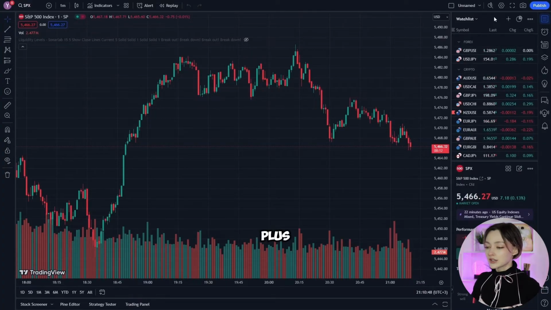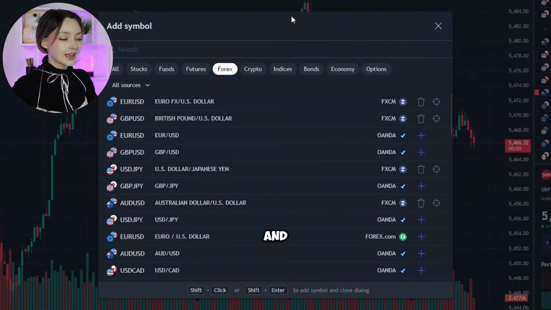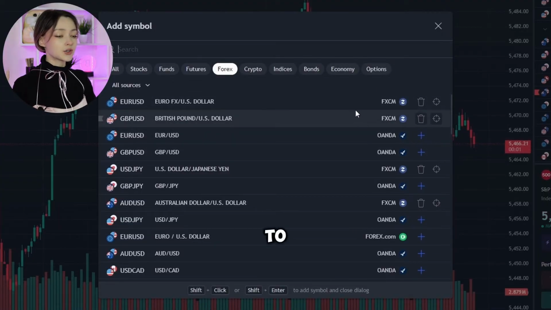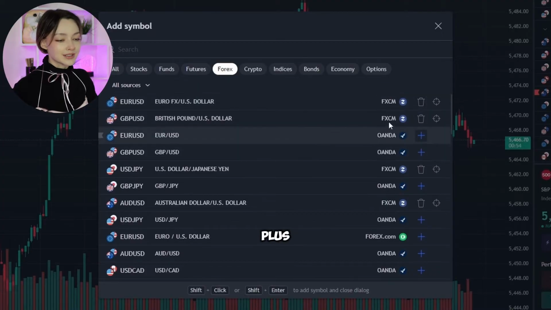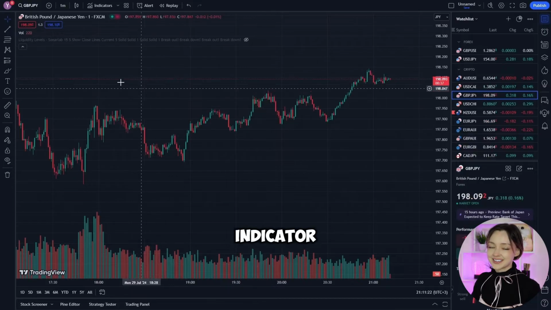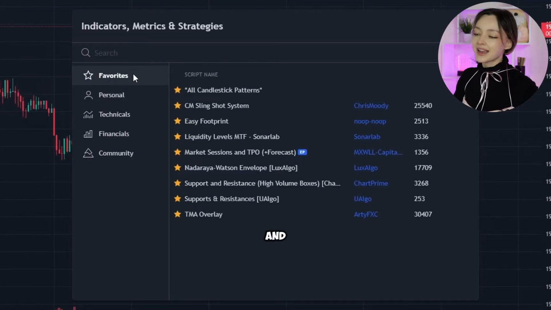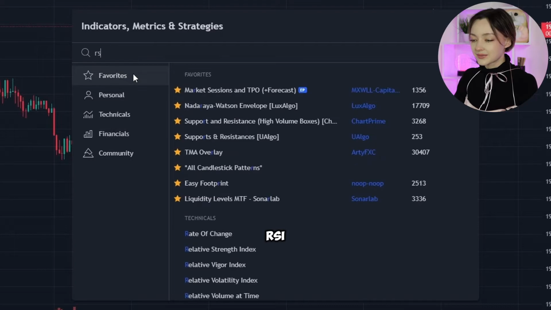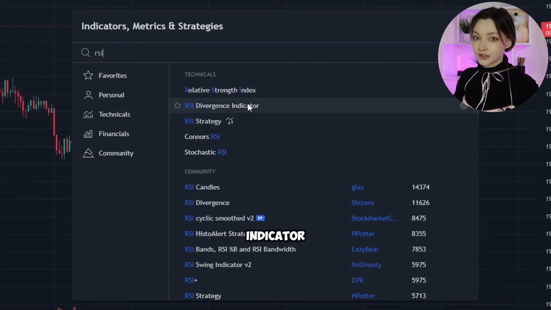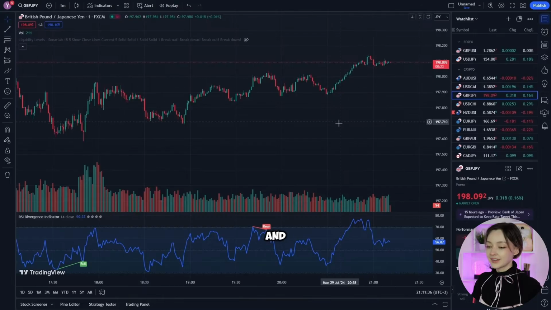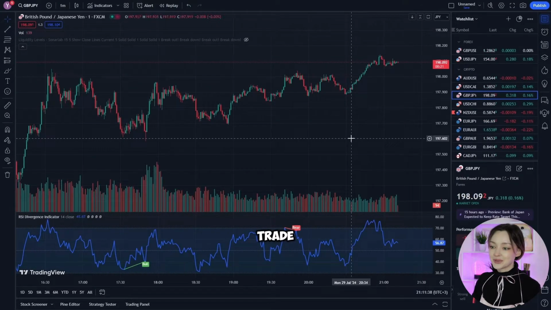Let's click on this plus icon and select Forex here. Our task is to add the currency pairs with the FXCM quote provider. To add an indicator, click on the blue plus icon. Now let's add our indicator. Go into the Indicators tab and search for RSI. Our task is to add the RSI divergence indicator. And now let's figure out how we can trade with it.